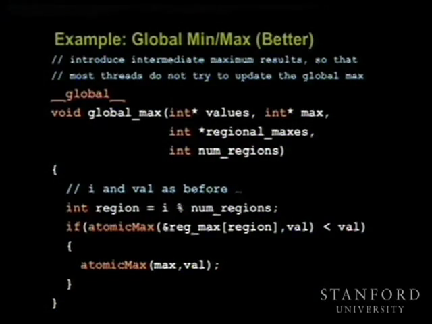So a better way of doing this is to parallelize your data, which is what we call kind of the simplest case of hierarchical deconstruction or decomposition. So instead of having one global max, you have a lot of smaller maxes.